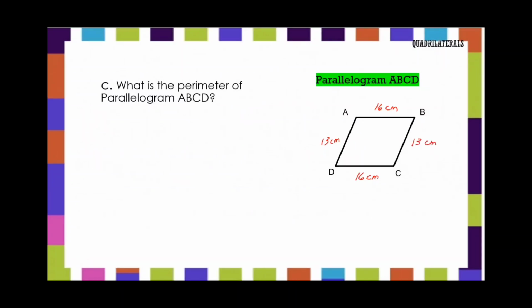Okay, so all you need to do is to add all the given measures. We have 16 centimeters plus 16 centimeters plus 13 centimeters plus 13 centimeters. Okay? Since we need to get the sum of the measures of all sides. Okay, so we have 16 plus 16 plus 13 plus 13, and that will give us that the perimeter of parallelogram ABCD is equal to 58 centimeters. Okay, next.